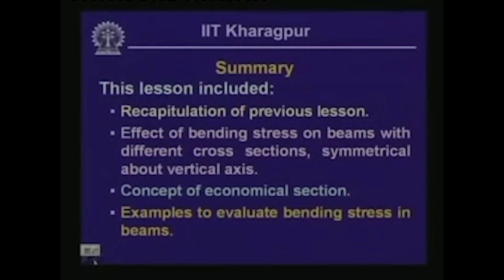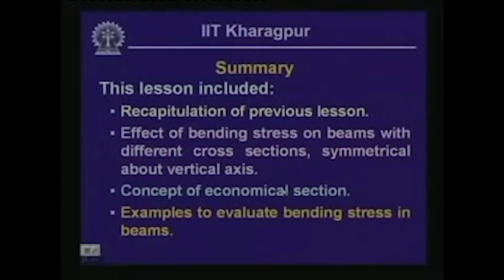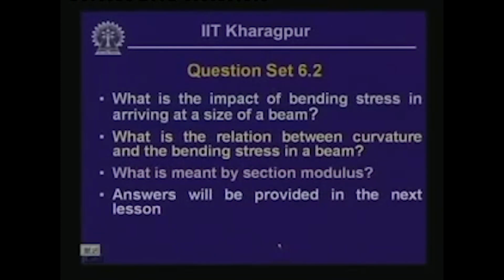Now to summarize, in this particular lesson we recapitulated the aspects of the previous lesson. We have looked into the effect of bending stress on beams with different cross sections. Of course the sections are symmetrical with respect to the vertical axis, but could be unsymmetrical with respect to the horizontal axis. And then we have looked into the concept of economical section, and also we have solved some examples to evaluate bending stress in beams.